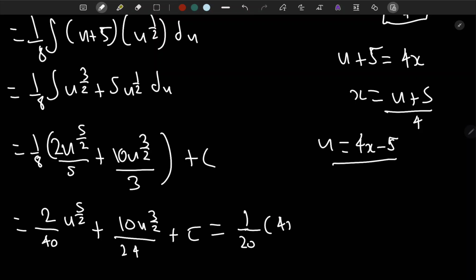Okay, so 4x minus 5 to the power of 5 over 2 plus, this is going to be simplified to 5 over 12, yeah, so 5 over 12, u again is 4x minus 5 to the power of 3 over 2 plus c. So this is the final answer.